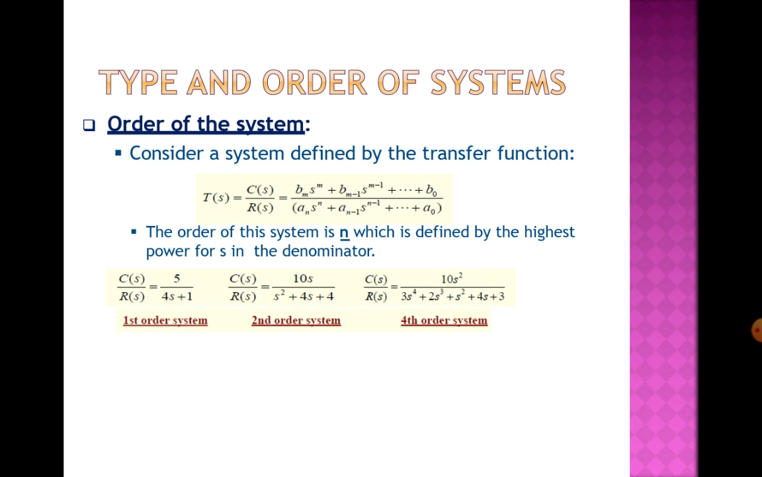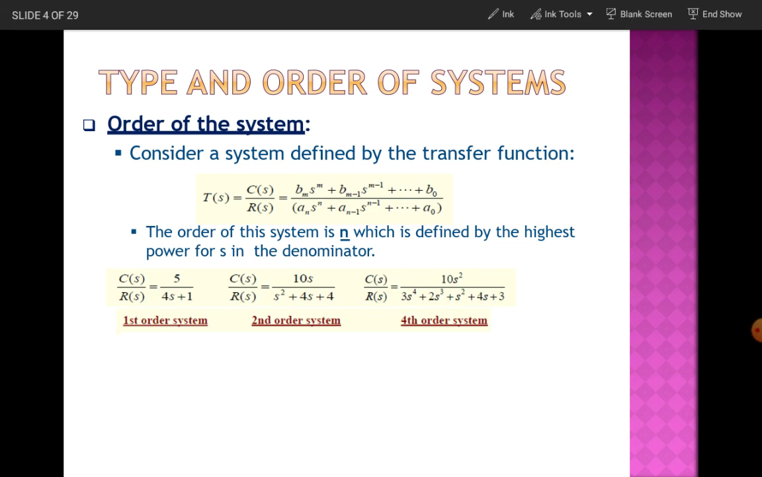Next, before starting the time response of the system, we should know the type and the order of system. In the mathematical model, we have developed the transfer function. The transfer function can be defined as the Laplace transform of output to Laplace transform of input, that is C(s)/R(s). This is a generalized equation for a transfer function which has a numerator polynomial equation and the denominator also has a polynomial equation of nth order.